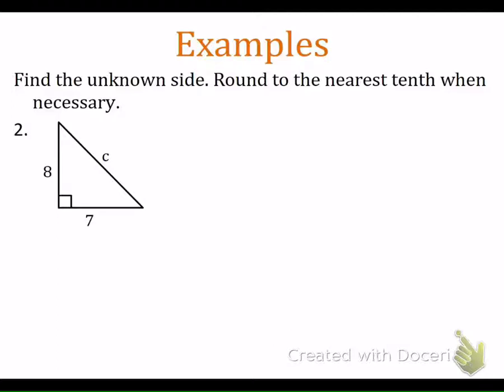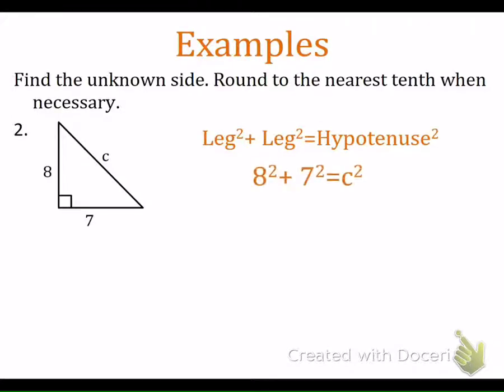All right, what are my legs? 8 and 7. So make sure the 8 and the 7 are on your left side. Equals, this time we're looking for the hypotenuse. We're looking for the C. All right, so square 8, what do you get? Square 7, what do you get? 49. Square root of 113.